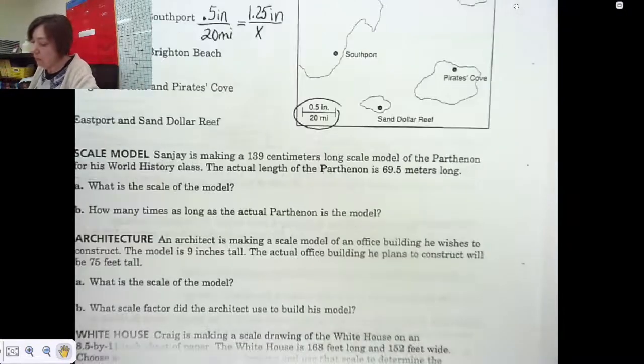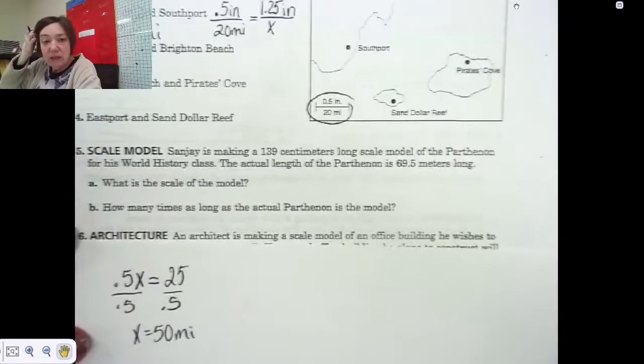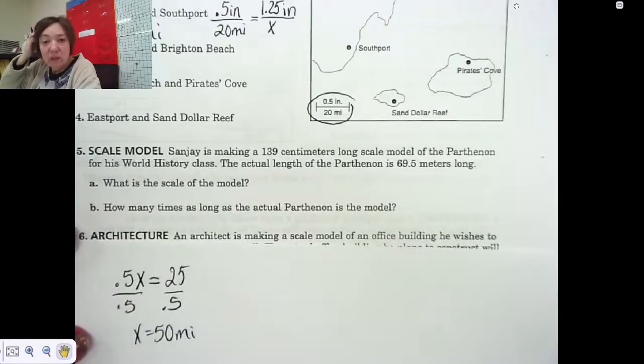Okay, so look at number 5. Says Sanjay is making a 139 centimeter long scale model of the Parthenon for his world history class. The actual length of the Parthenon is 69.5 meters long. So see, he's measuring in centimeters and the Parthenon is measured in meters. And it says, what is the scale of the model?